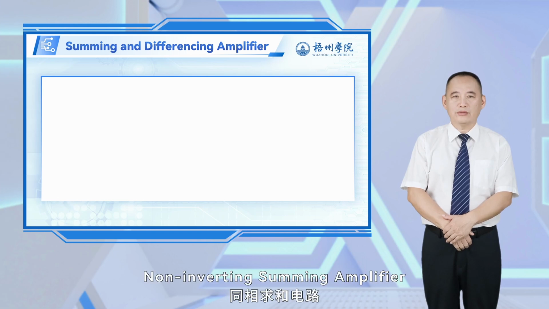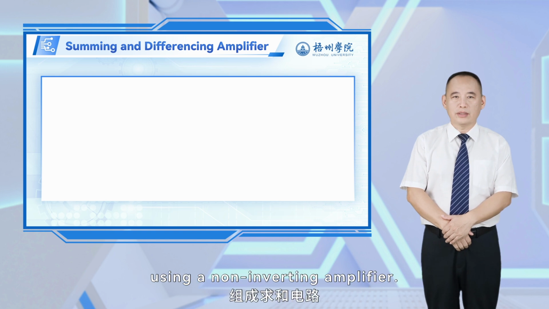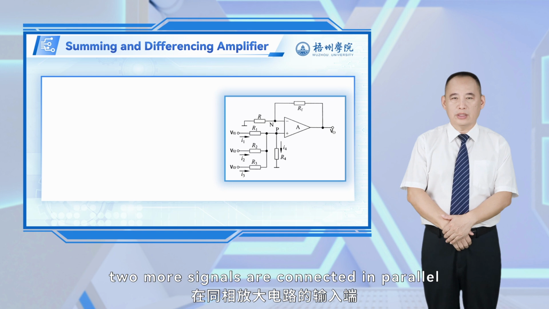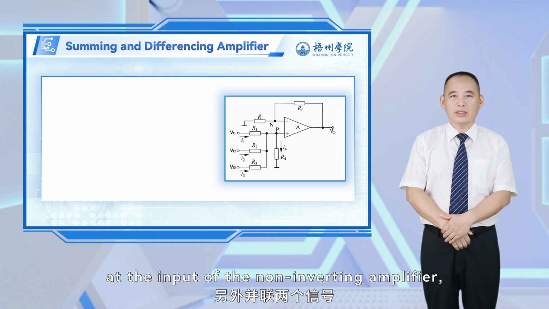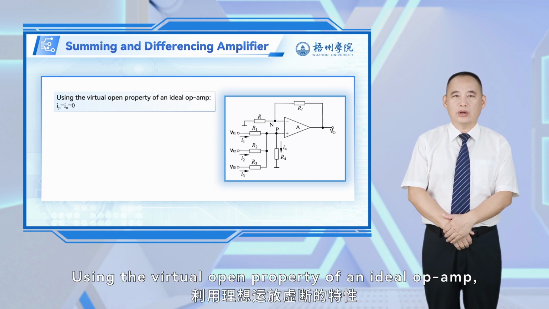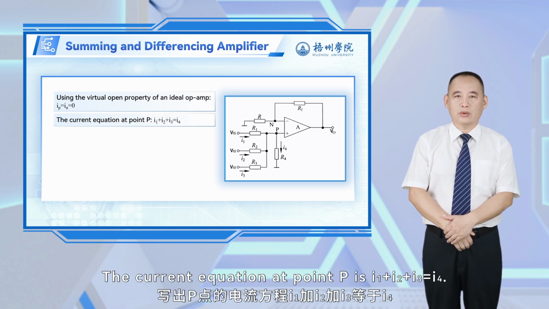Non-inverting summing amplifier. A summing amplifier can also be built using a non-inverting amplifier. As shown in the diagram, two more signals are connected in parallel at the input of the non-inverting amplifier, feeding into the non-inverting input. Using the virtual open property of an ideal op-amp, we have Ip equals In equals 0. The current equation at point P is I1 plus I2 plus I3 equals I4.